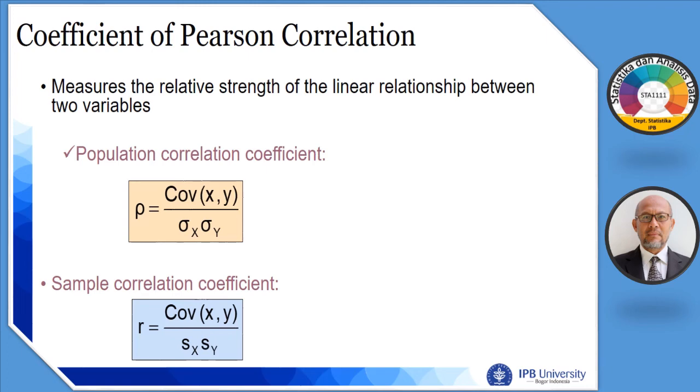But normally we don't have the population data, so if we have sample data, we estimate rho with R. So the formula of R equals the covariance of x and y, divided by the standard deviation of x and the standard deviation of y. So this is for sample data.